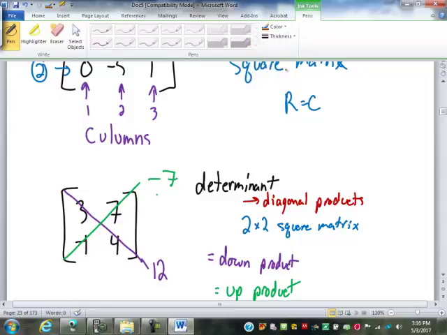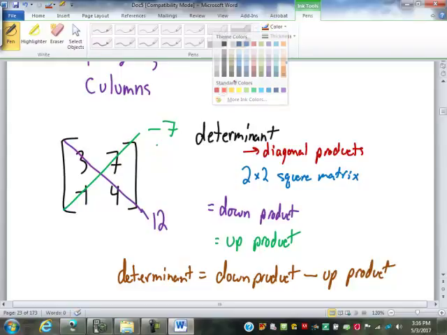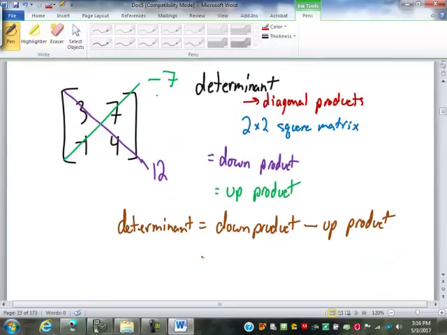In a 2 by 2 matrix, the determinant is equal to the down product minus the up product. So the down product is 12 minus the up product, which is -7. So 12 minus the -7 is 19. So the determinant of that matrix would be 19.